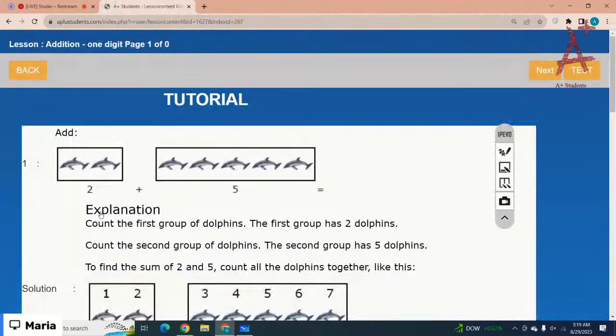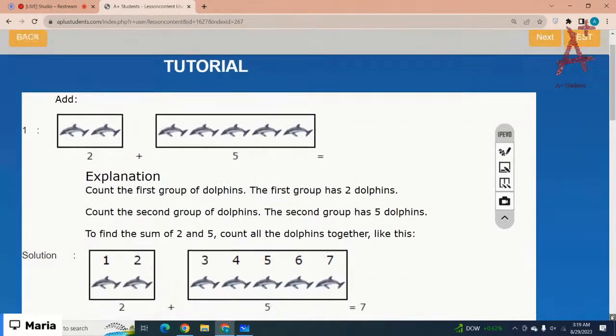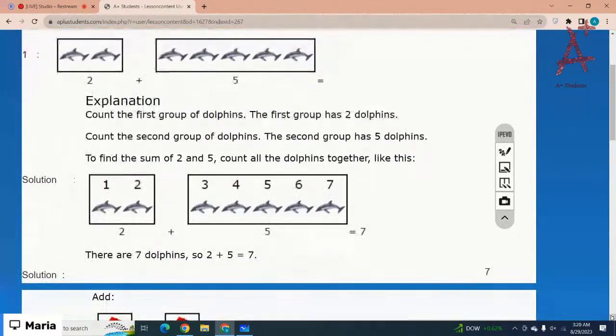Okay, add 2 plus 5. So in first group you have 2 dolphins, right? And in the second group you have 1, 2, 3, 4, 5 dolphins. You have to add them, right? How do you add? You have to count them all together, right? 1, 2, 3, 4, 5, 6, 7. That means together there are 7 dolphins, right?